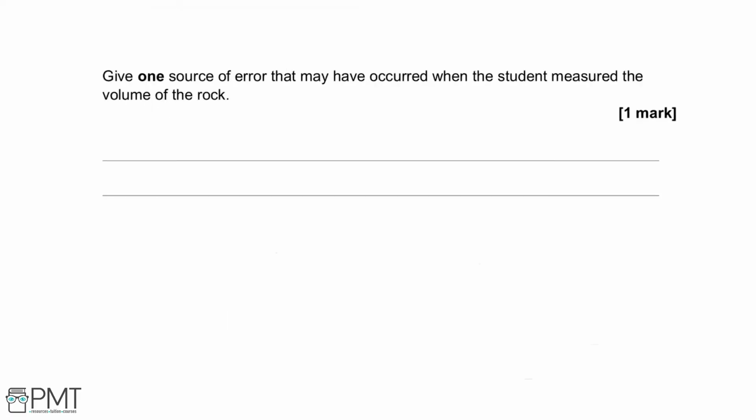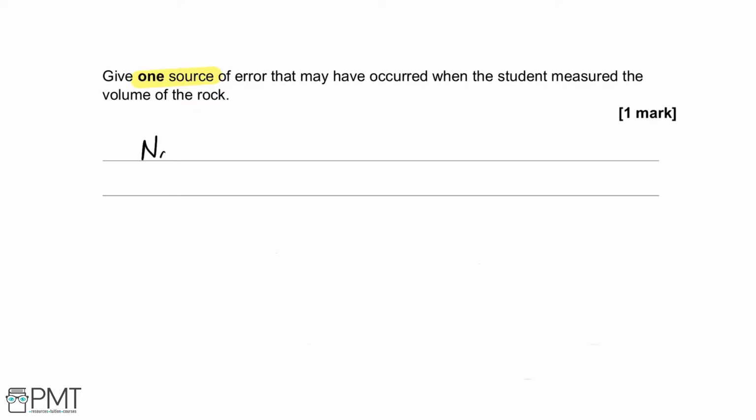For the next part, we need to give one source of error that may have occurred when the student measured the volume of the rock. So there are actually a few correct answers to this question, but we're told that we should only be giving one source, and it is really important that you only give one, because if you give 2 or 3 and one of them is wrong, then you won't get the mark even if your other answer is correct.